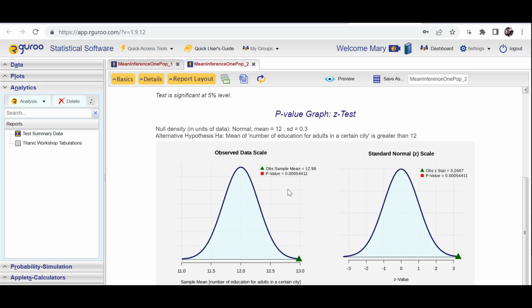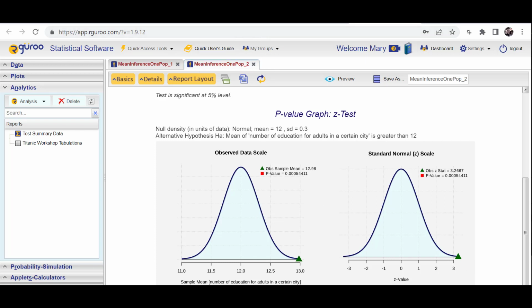Over here is if we took all of the data and we converted everything to a z-score, then this 12.98 would be converted to a z-score of 3.2667, which is here. And again, it would have the same probability of occurring. So that's what those mean. Now, the shading you notice is on the right side. So this is where that right-tailed comes in. Okay.